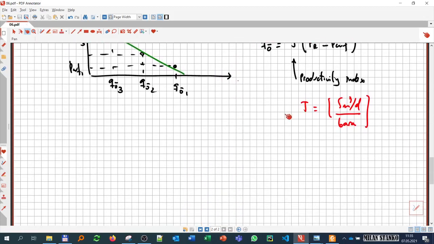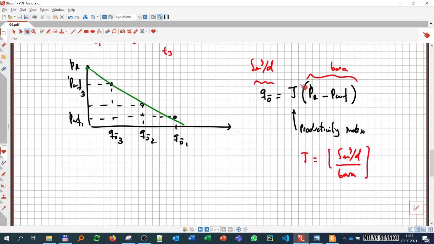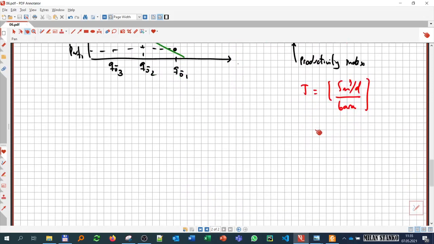Okay, so we can see this is valid for, and we will see later with depletion. So typically you can say J usually doesn't change with depletion.